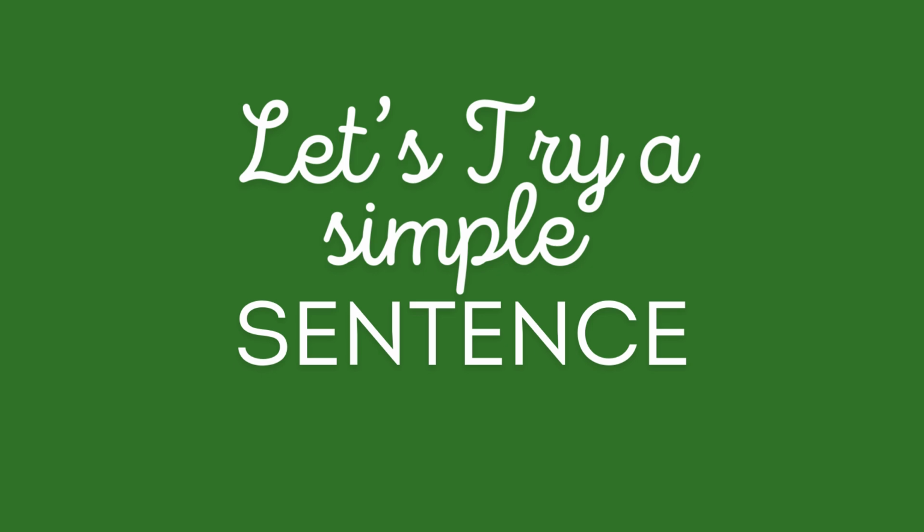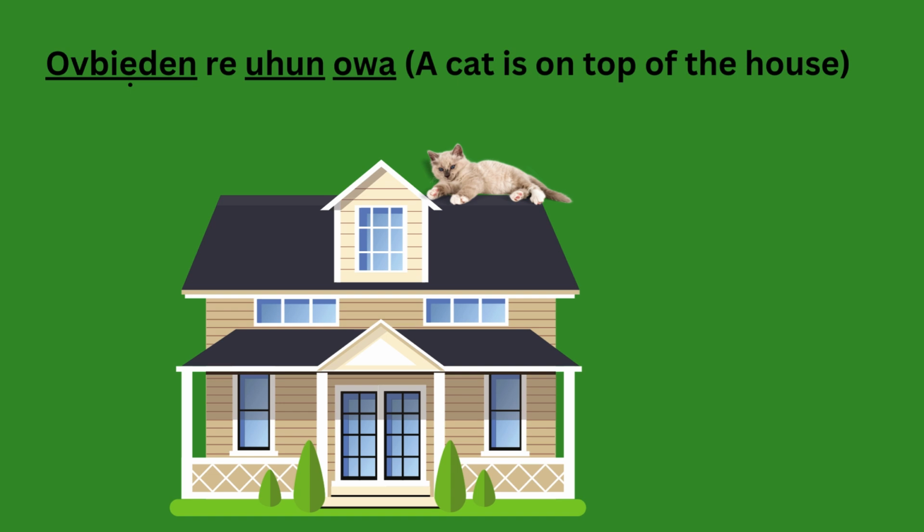All right, let's try our simple sentence for today. Okay, so there will be some words that are underlined. So let's pay attention. Those are words we have worked on before. So if we need to go back to the first lesson, I'll put a link in the description section of this video so it's easy to navigate back to the first lesson. Oviede re unhuwa. That means a cat is on top of the house.